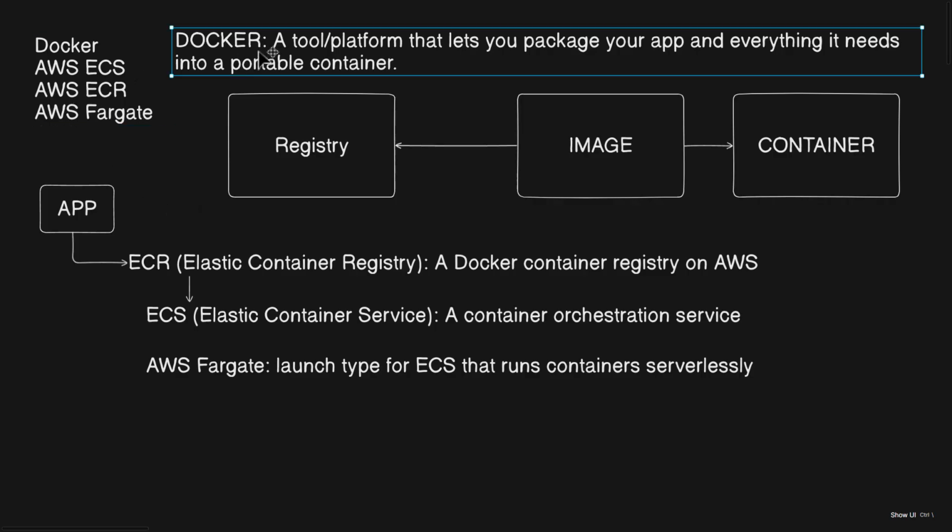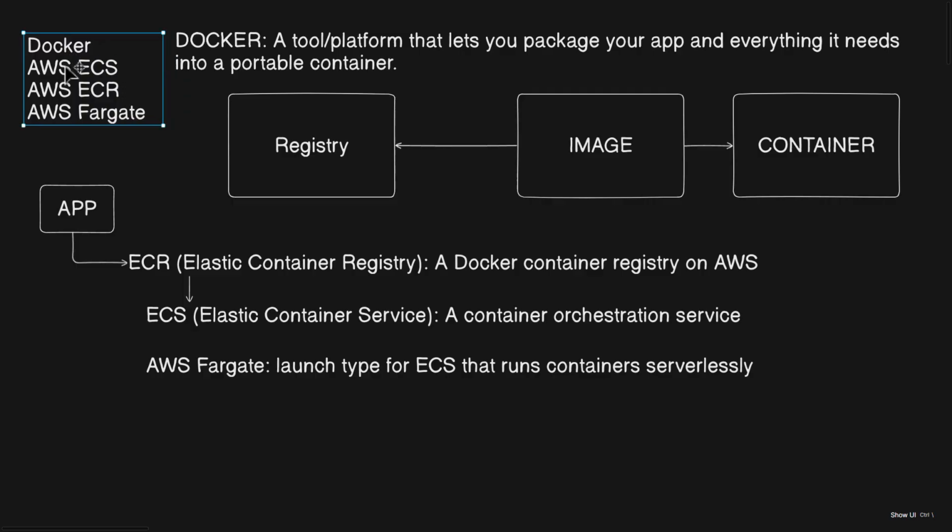Whenever you are learning something, you would hear these terms very often when you're working with containerization and AWS. So Docker, AWS ECS, AWS ECR, AWS Fargate. So Docker, what is Docker? Docker is a tool or a platform that lets you package your app and everything it needs into a portable container. You package your app into an image, and then when you run the image, it runs as a container. And you can store the image on a registry.